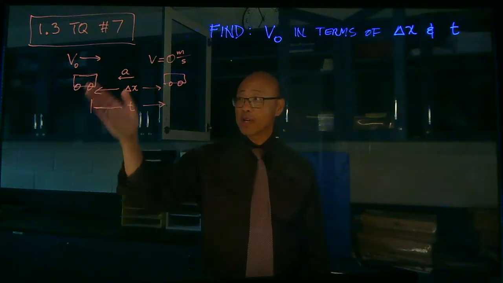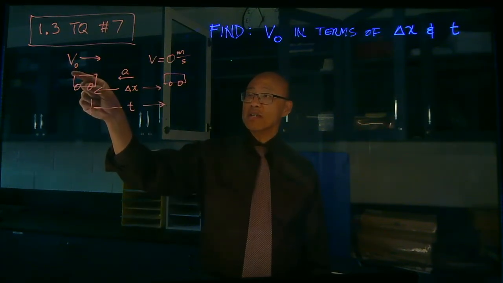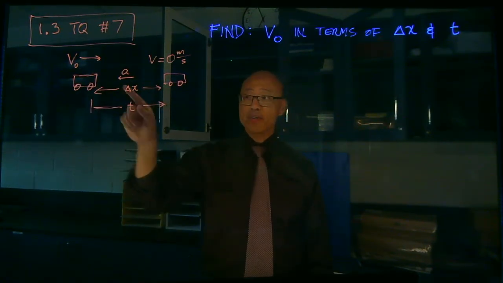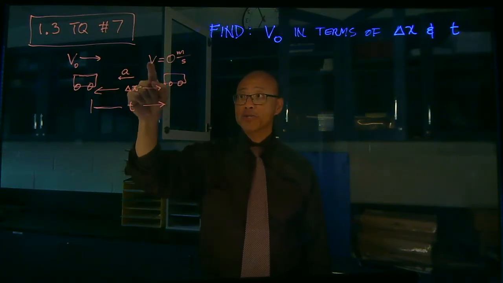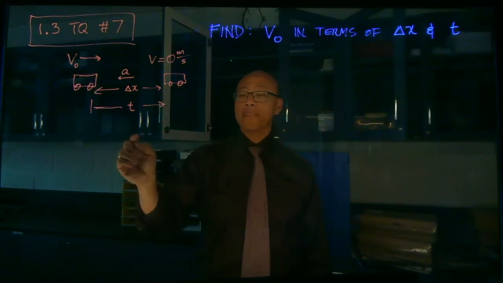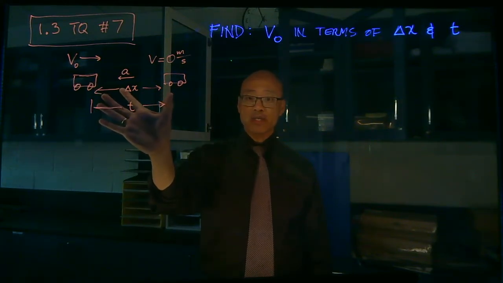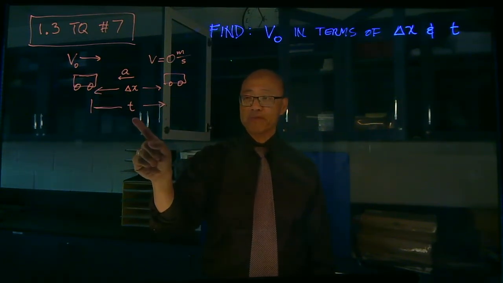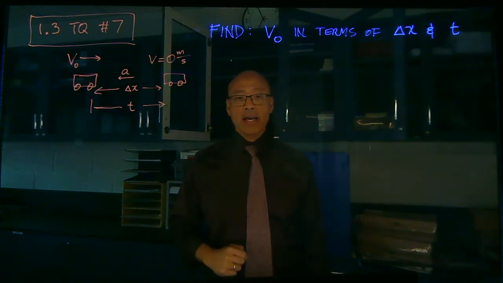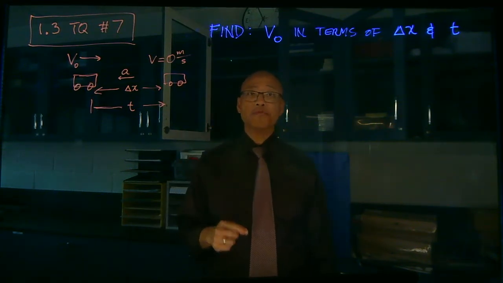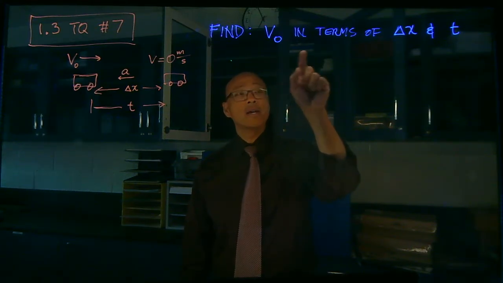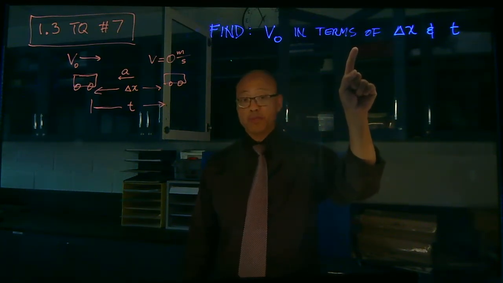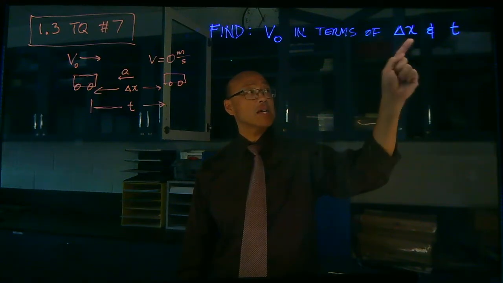So here's the system. We have a car at initial velocity. It slows down at a constant acceleration, so my acceleration vector must be opposing my motion so that I come to a stop. It travels a distance delta x in a certain amount of time t to do that. And if you look at the multiple choice options, what we're really trying to find is v naught, its initial velocity, in terms of delta x and t.